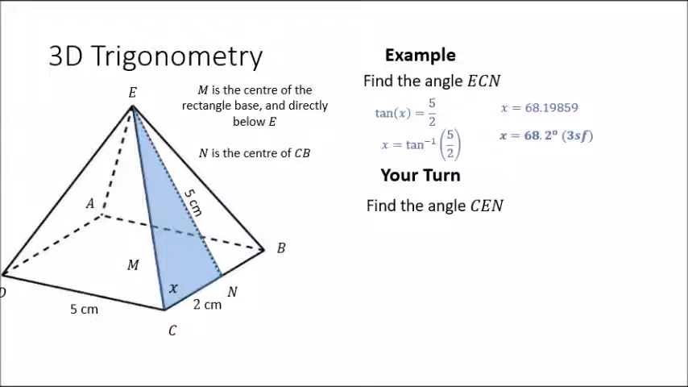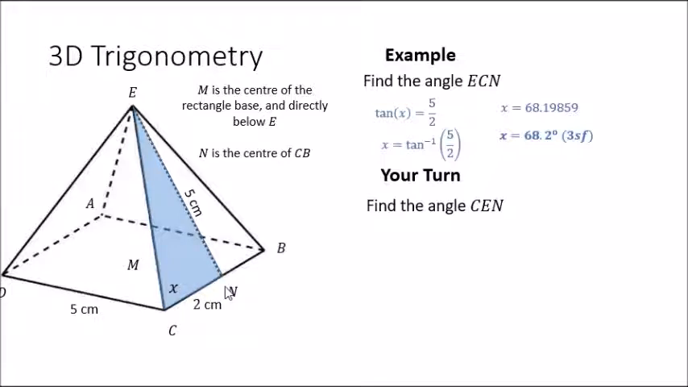Alright, so in order to find the angle ECN, I first had to identify a right angled triangle that would be useful. It just so happens that because N is the centre of CB, we know we have a right angle at N here. So we can do a right angle triangle ENC. We're trying to find this angle here. We're given the 2 shorter lengths, the opposite side and the adjacent side.